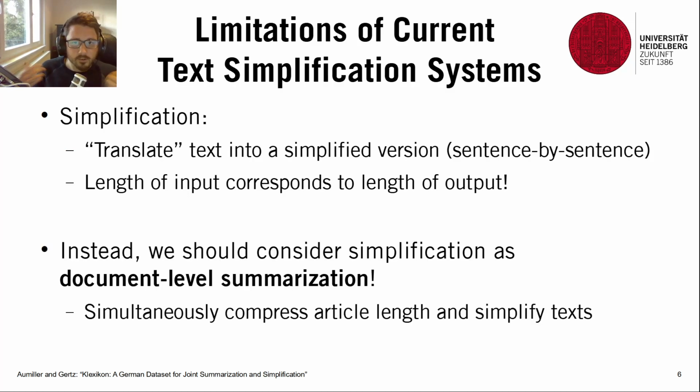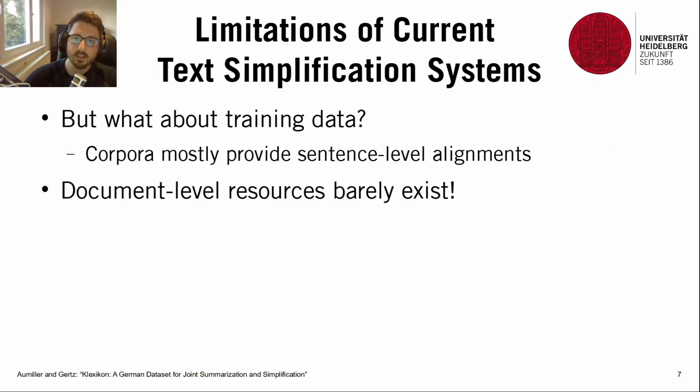And the first thing that we propose in our work is that we should consider instead the simplification of a text as a document level summarization problem. In this case, we simultaneously compress the article length and replace hard words and sentence structures with a much simpler form of them. The problem is, what would we need for training data if we're training such a system? And the problem with existing data is that they are mostly provided on a sentence level basis, because this is what the translation systems tend to work with.